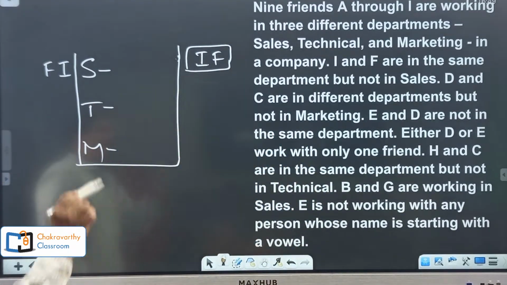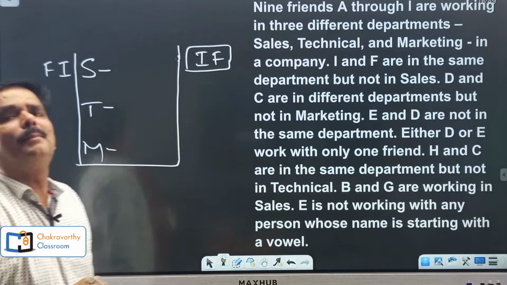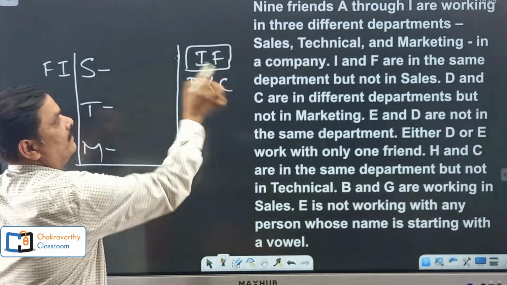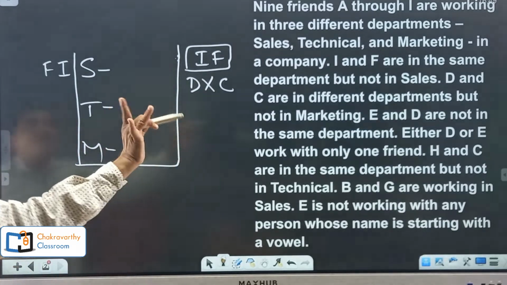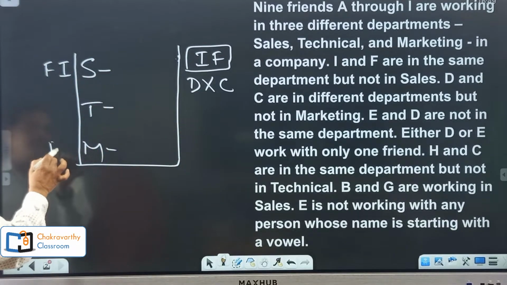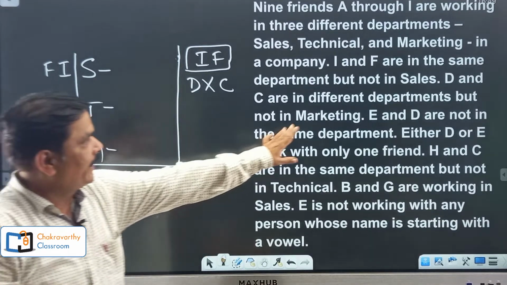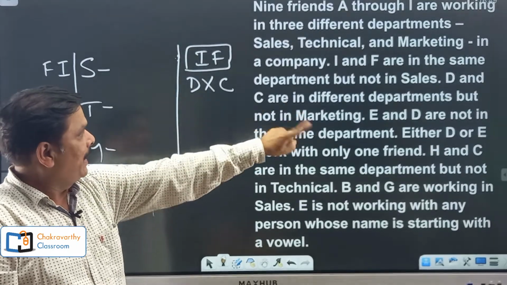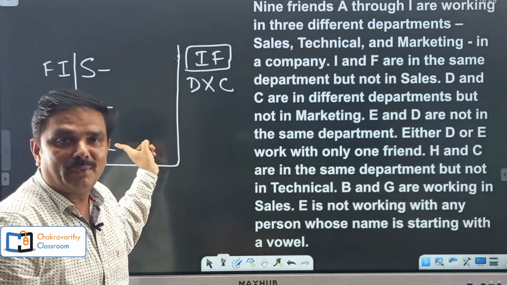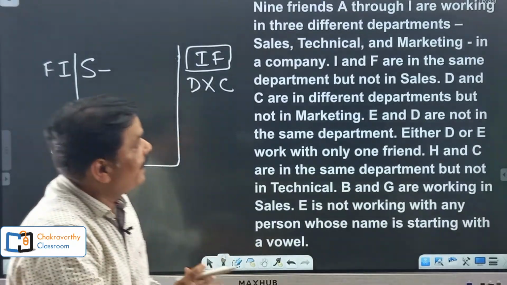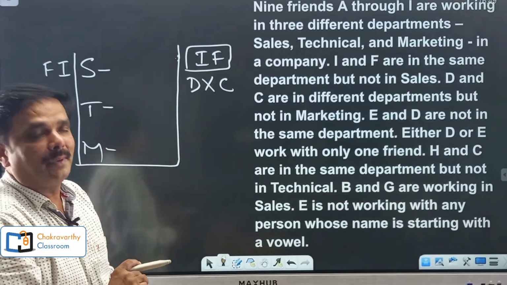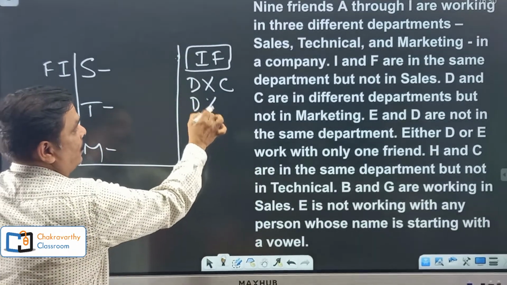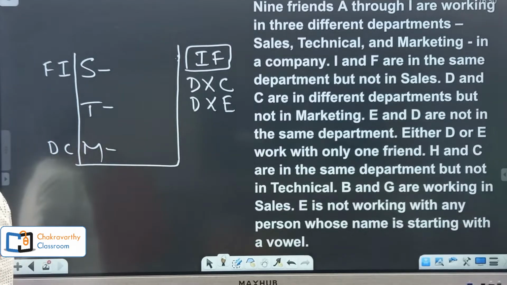D and C are in different departments but not in marketing. How to go for that rough work? D should not be with C, and these 2, D and C, are of course not in the marketing department. What's the data again I am reading for you? D and C are in different departments. Yes, a cross mark means different, and not in marketing. That's it, negative information there. Next, E and D are not in the same department. Yep, one more negative information. D cannot be in the same department as E as well.